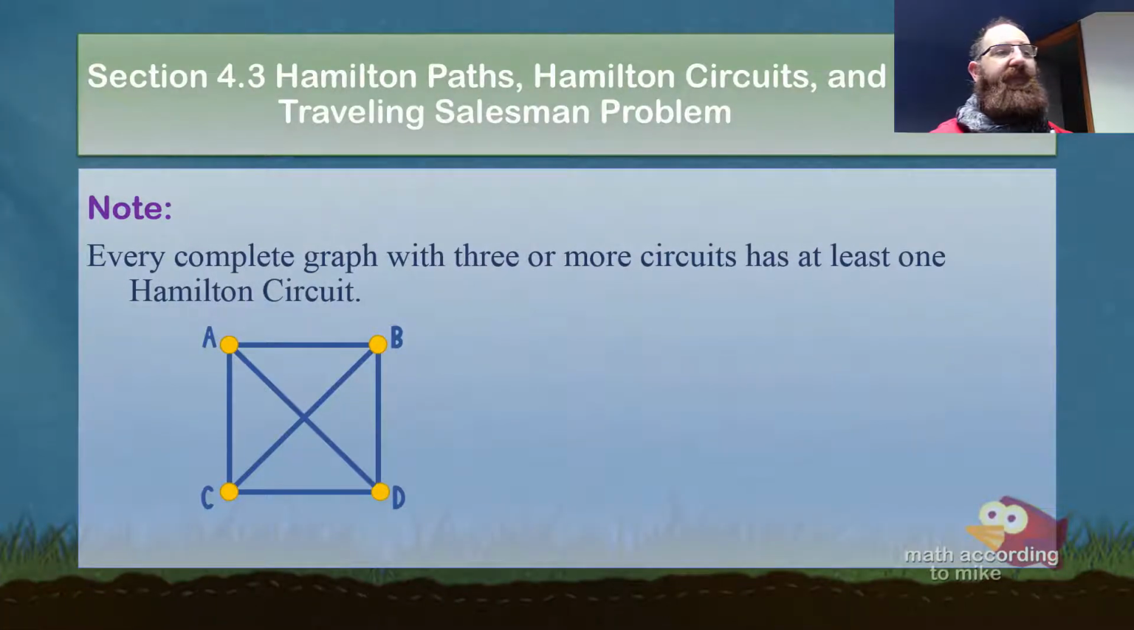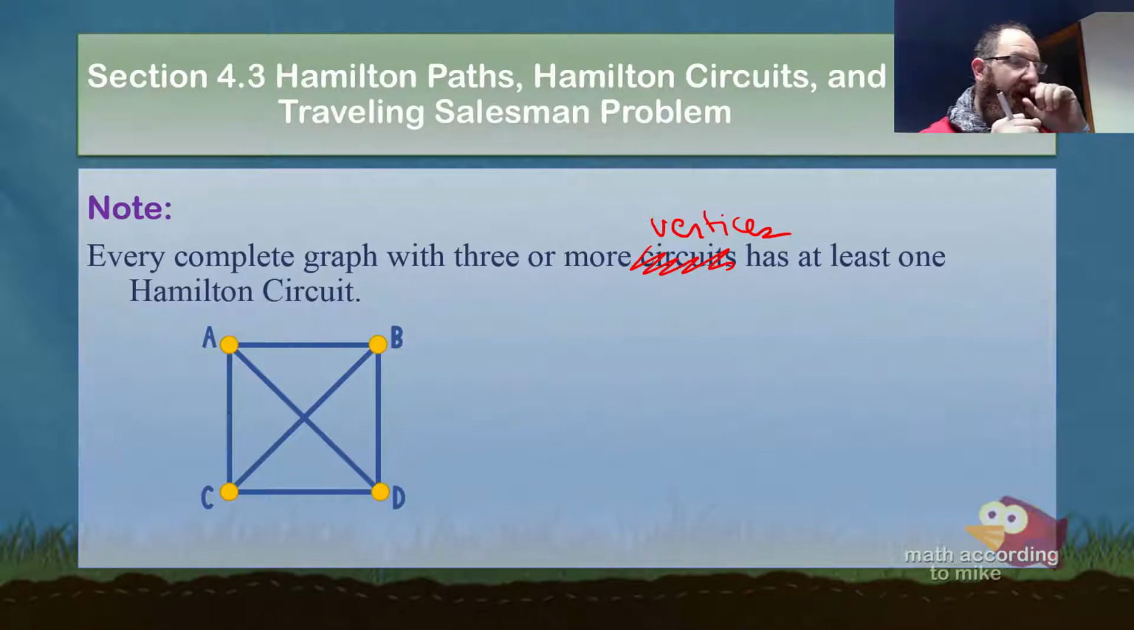Now, every complete graph with three or more vertices has at least one Hamilton circuit. So we have 4 vertices. That's great. If you had a 3-vertex complete graph, that would just be a triangle.